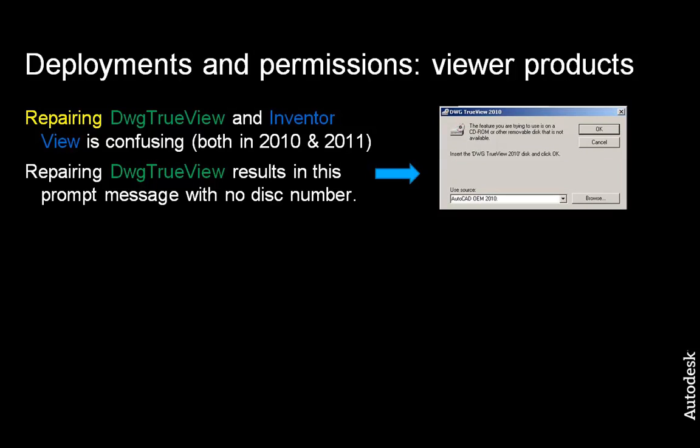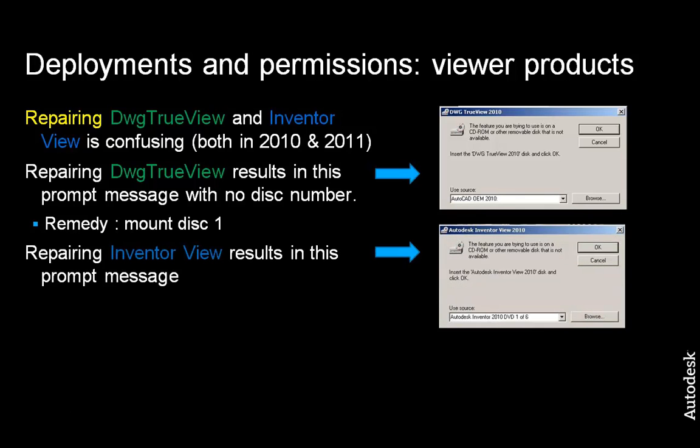So first of all, if you try to repair TrueView, this results in this particular dialog. It tells you to insert a disk drive. In this dialog you see a reference to a disk drive, but the dialog doesn't give you any clue which disk you need to insert. The remedy in this case is to mount disk 1.